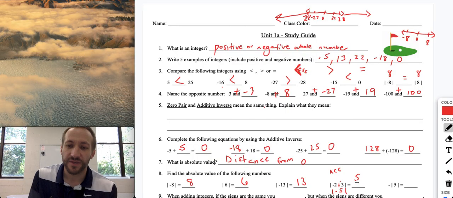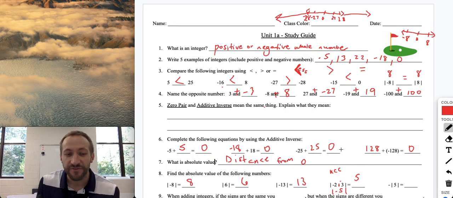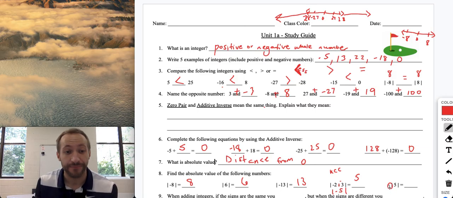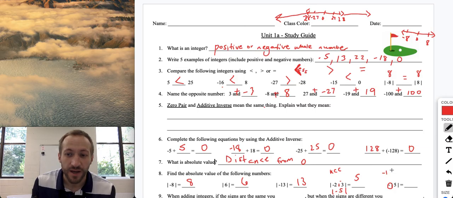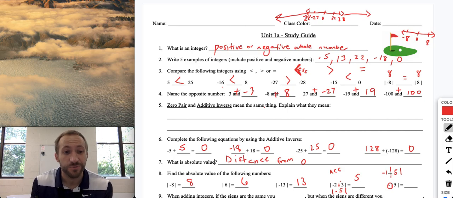Then over here, the only time that absolute value will ever be negative is when the negative sign is on the outside of the absolute value bars. That's really because this is more like negative 1 times the absolute value of 5. That's what we're really seeing here. We just don't have to write that 1. It's assumed to be there.